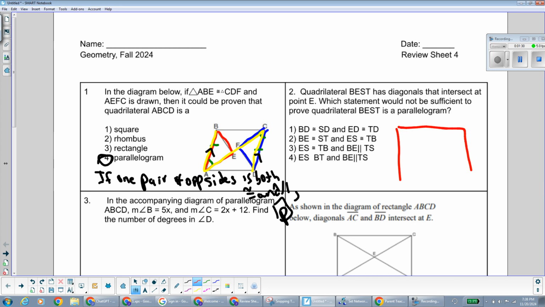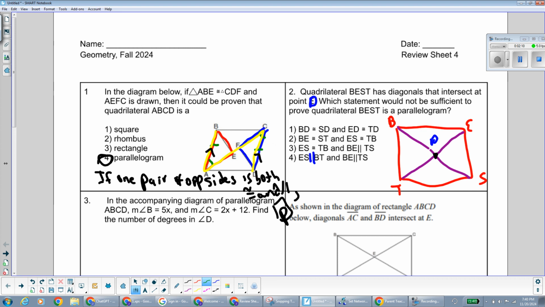I'm going to draw a picture. Here's quadrilateral best. And it has diagonals that intersect at point E. Which statement would not be sufficient to prove it's a parallelogram? Answer choice 1. So there's a slight typo. It should be that they intersect at point D, and there should be a parallel symbol in between these two. It didn't print, sorry about that.